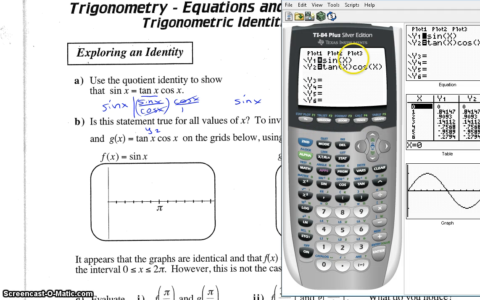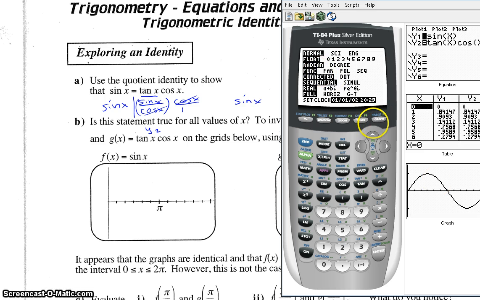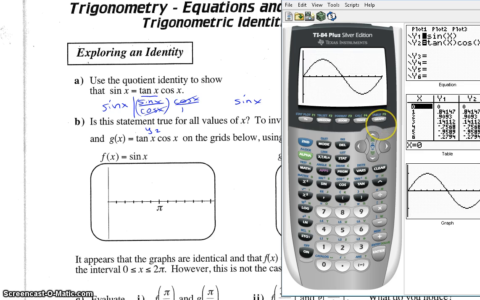Did you get sine x in y1, tan x cos x in y2? We set our window settings to what they said. It was funny because before I changed the mode, my graph looked very weird. So check your mode too. You should be in radian mode, otherwise your graph could be looking very straight line-ish. So radian mode, and then let's take a look. Now I'm pretty sure we graphed two functions.